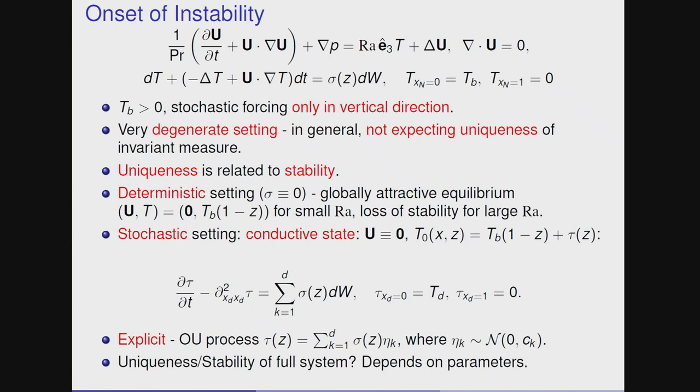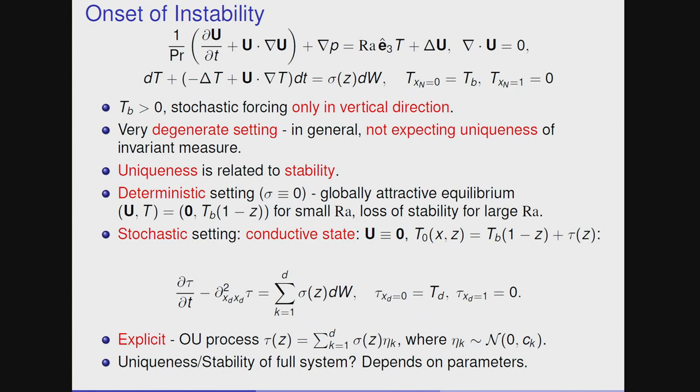Again, we have this domain, just like between two plates. In the deterministic setting, meaning when sigma is equal to zero, no forcing, then if the Rayleigh number is small, we have a globally attractive equilibrium. That equilibrium has U equal to zero, nothing is moving, and temperature is just a linear profile. So when you're heating your coffee, for a while the fluid is not moving. All the temperature is moving only by conduction. There's no convection, there's no motion of the fluid.